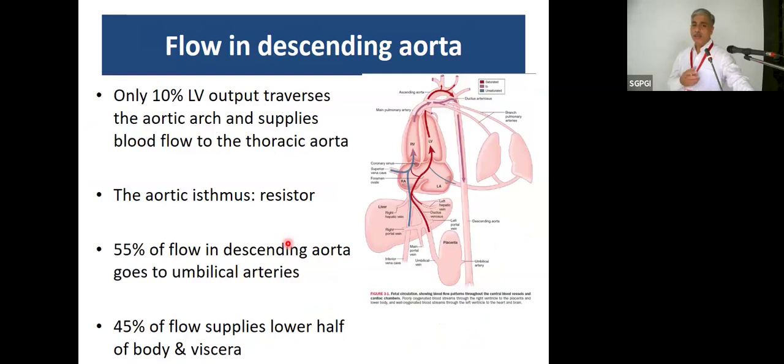It says that only 10% of the LV output traverses through the aortic arch and supplies the thoracic aorta. The aortic isthmus, which is the narrow part, is actually the resistance. It's got a high pressure, and that is the reason the flow of the blood through that isthmus is decreased. Whatever flow comes down, it has been seen that 55% of the flow in the descending aorta gets into the umbilical artery because it has to get back to the placenta. So the loop has to be completed.